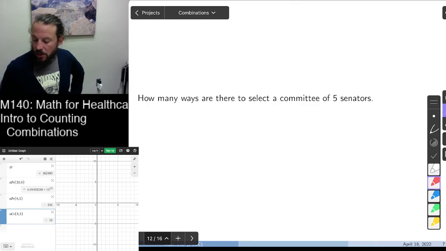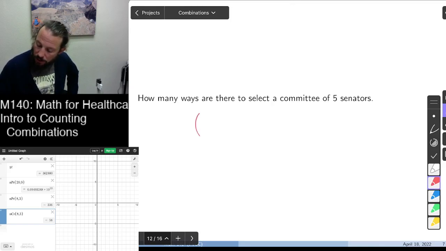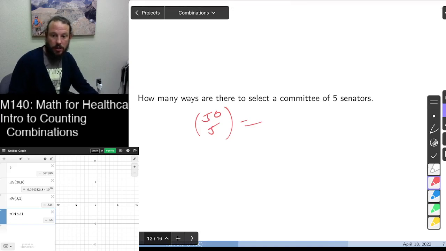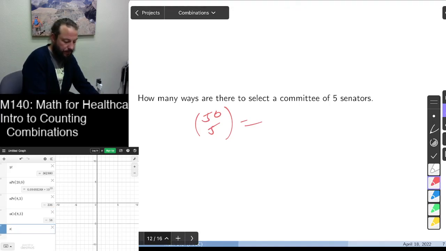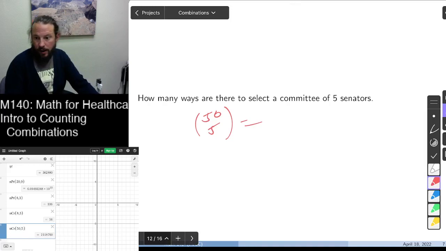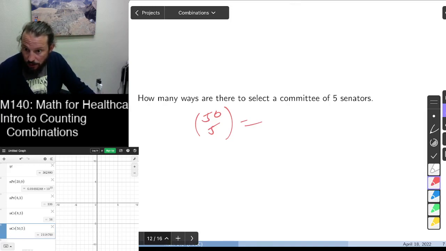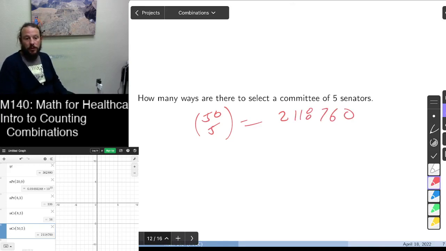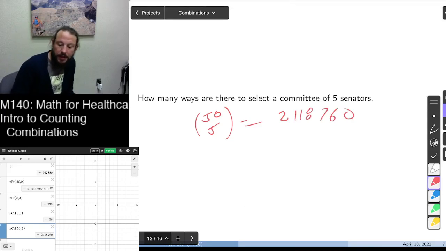How many ways are there to select a committee of 5 senators? Note that there's a total of 50 senators. Hit pause and think about this for a minute. This is a combination. This is going to be 50 choose 5. Let's check Desmos for what that is. 50 choose 5. Looks like 2,118,760.